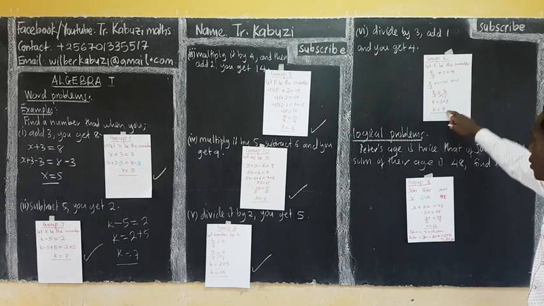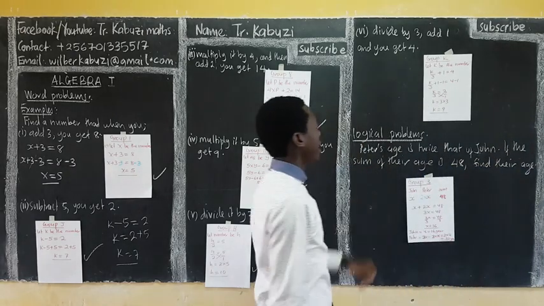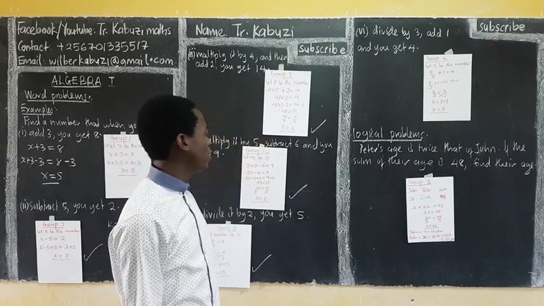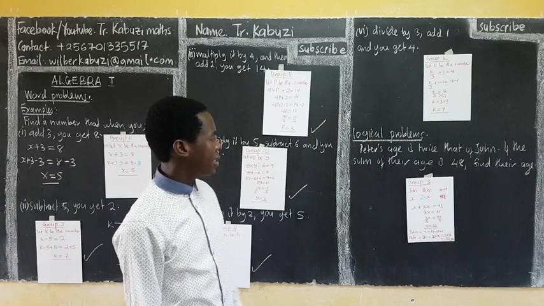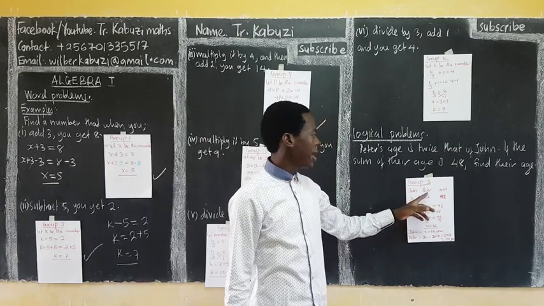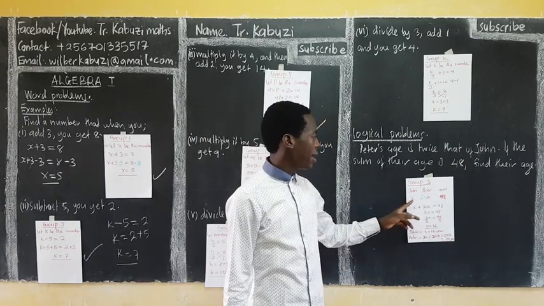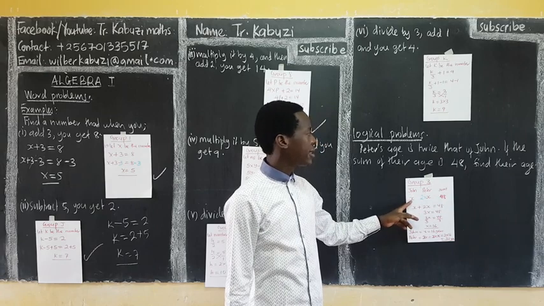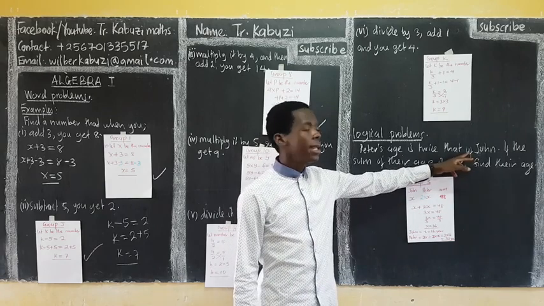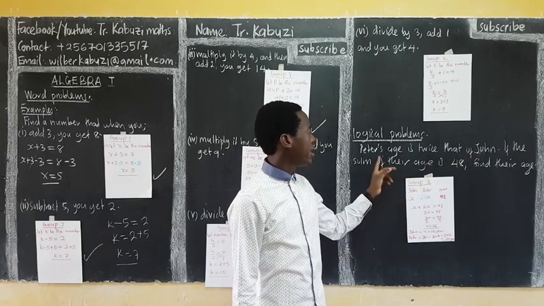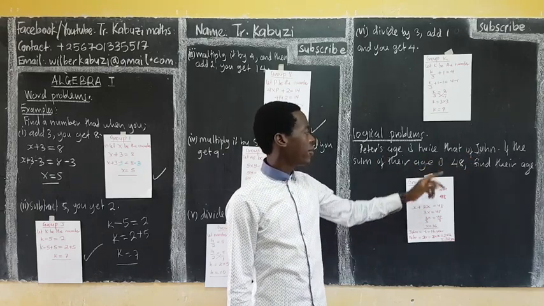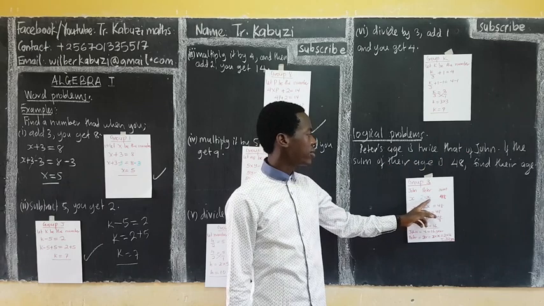Then here, the question. Peter's age is twice that of John. If the sum of their ages is 48, find their ages. So they distributed: this is John, Peter, sum. So if John is x, they always refer it to John. So meaning we need to know what John is. So if John is x, then Peter's age is twice that of John. So that's why they multiplied here by 2.